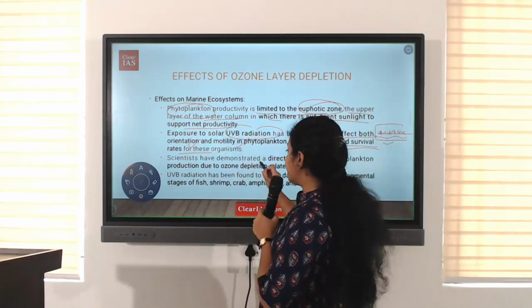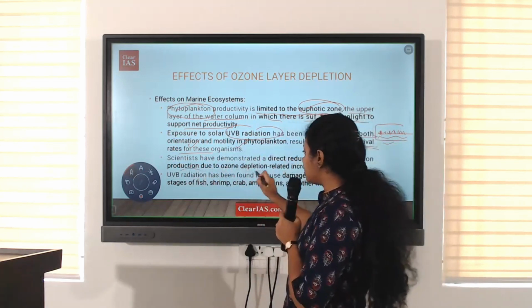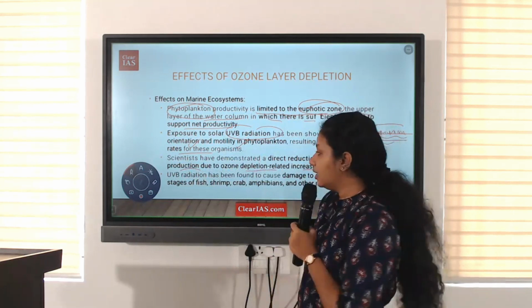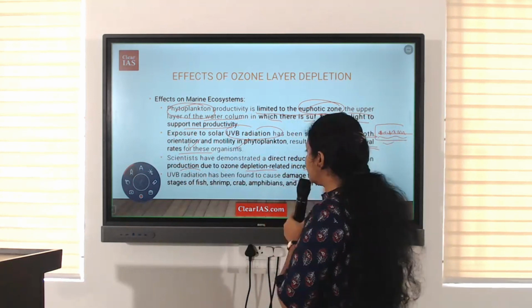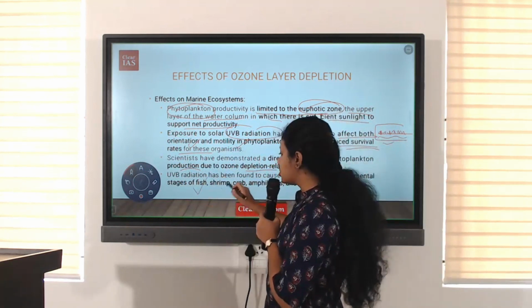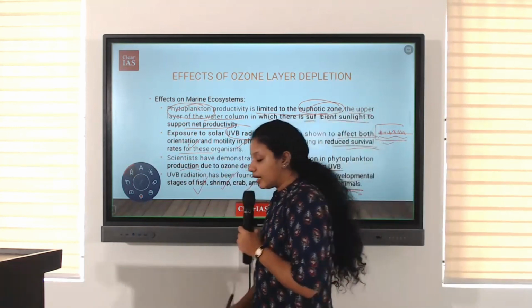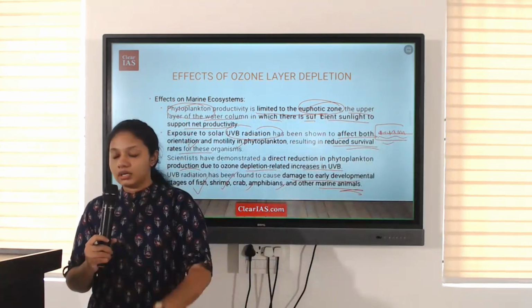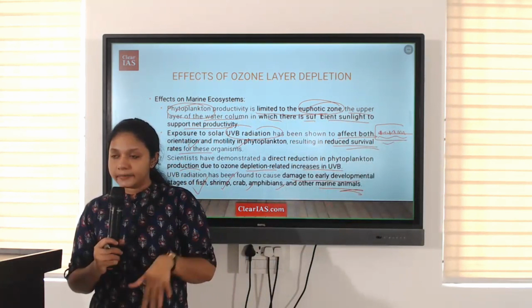Scientists have demonstrated a direct reduction in phytoplankton production due to ozone depletion related increases in UVB. UV radiation has been found to cause damage to early developmental stages of fishes, shrimp, crab, amphibians, and other marine animals. Marine animals' development is also hindered due to ozone depletion or the ozone hole in the ozone layer.